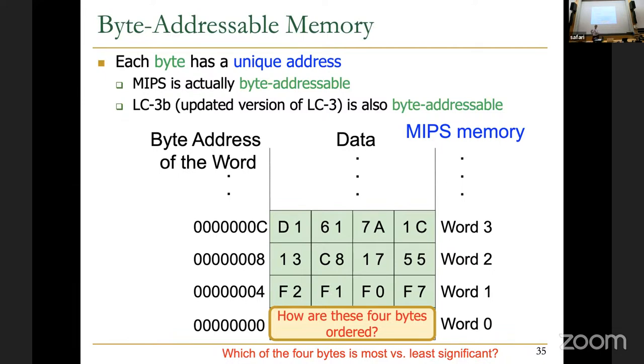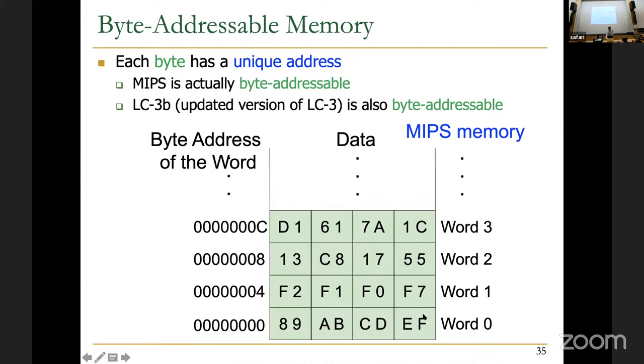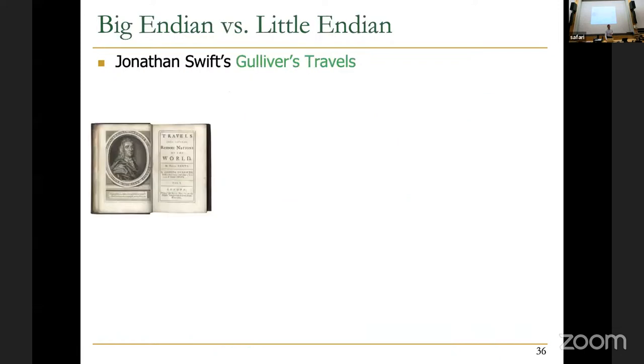Otherwise, the programmer puts something into memory, and they need to know how to actually get it, or somebody else puts something into memory, and the programmer needs to get the most significant byte out of, for example, this word. Is it EF or is it 89? Which one is the most significant part of this, let's say, value? Assume that this is a value, right? So this convention needs to be defined. Otherwise, you cannot communicate between different programs, or different people cannot even communicate using different programs.